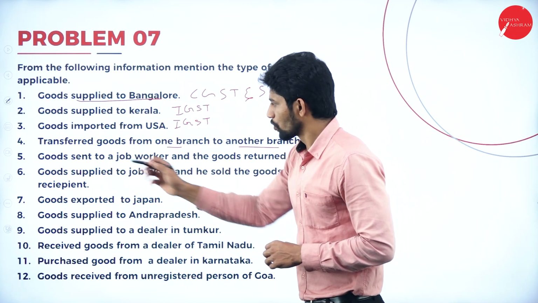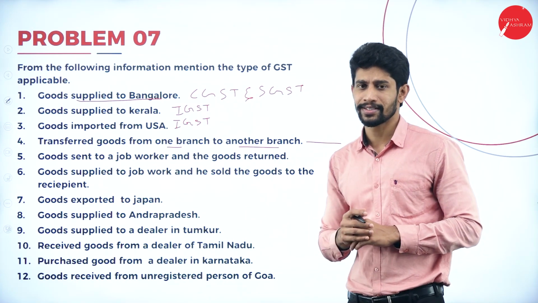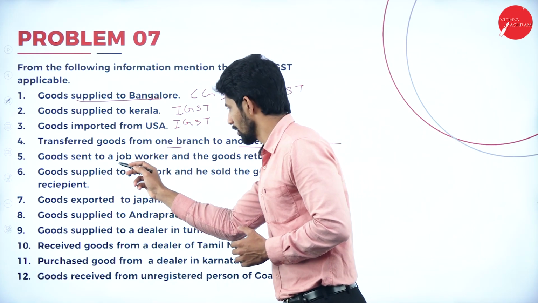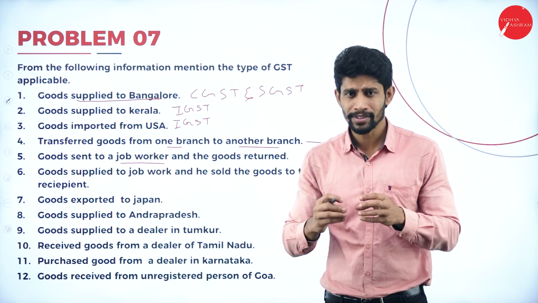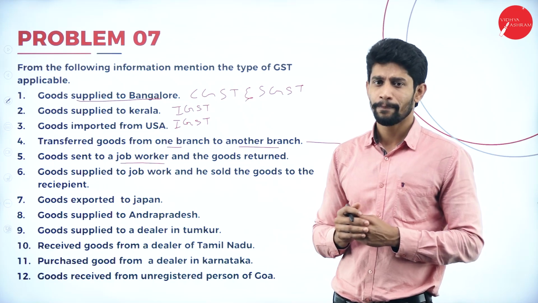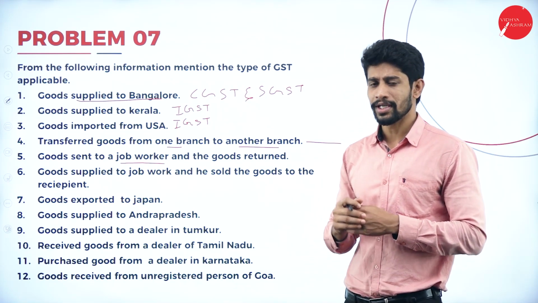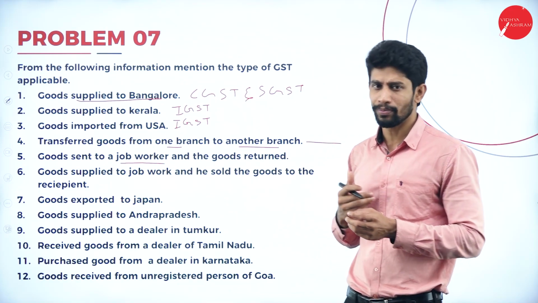Next one, goods sent to a job worker and the goods returned. What is this job worker called? Goods sent to job worker. A job worker is nothing but the person who modifies the goods and sends it back to the actual owner of the product or the goods. So here I send the goods to the job worker, he modified the goods and he has given it back to me itself.